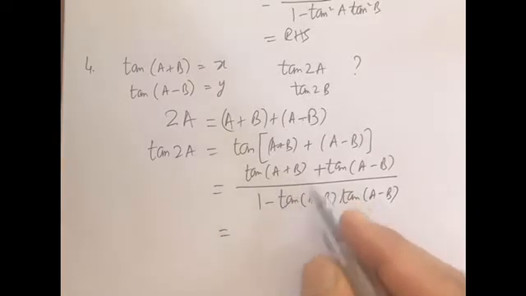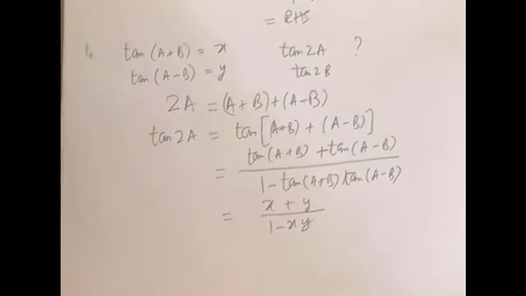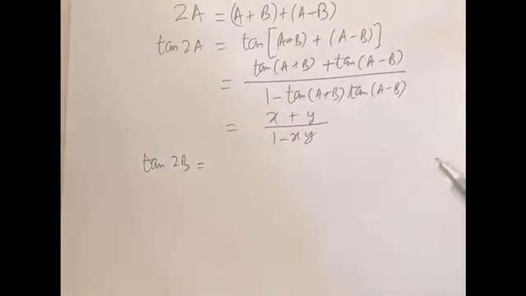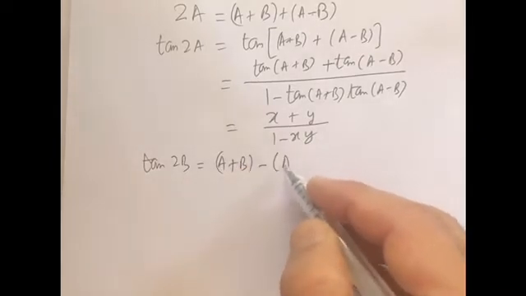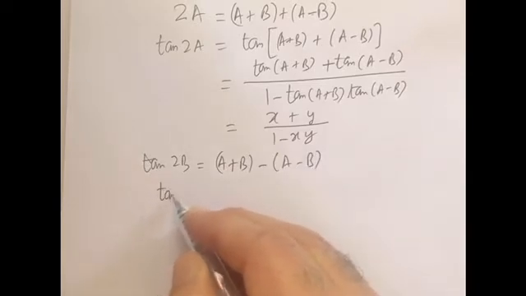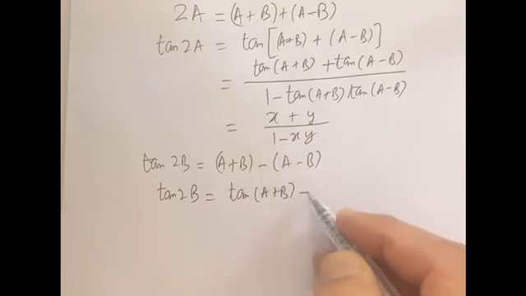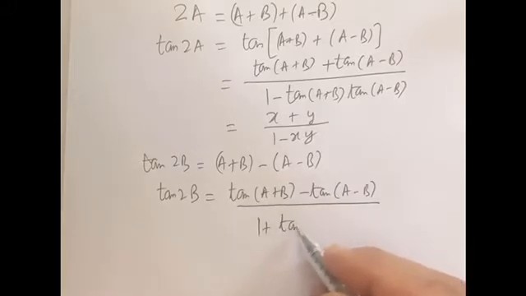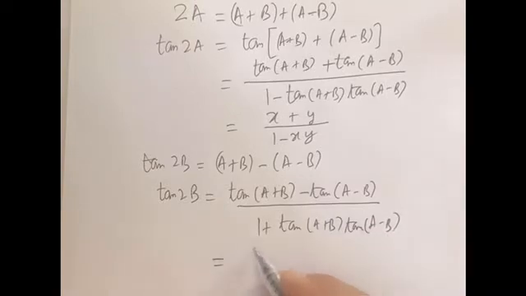Substituting values, tan a plus b is x, this is y, this is 1 minus x into y. Similarly, we can write tan of 2b in terms of constituent angles a plus b and a minus b. This is a plus b minus a minus b. Taking tan on both sides, tan 2b is equal to tan of a plus b minus tan of a minus b upon 1 plus tan a plus b into tan a minus b. Substituting values, this is x minus y, this is 1 plus x into y.